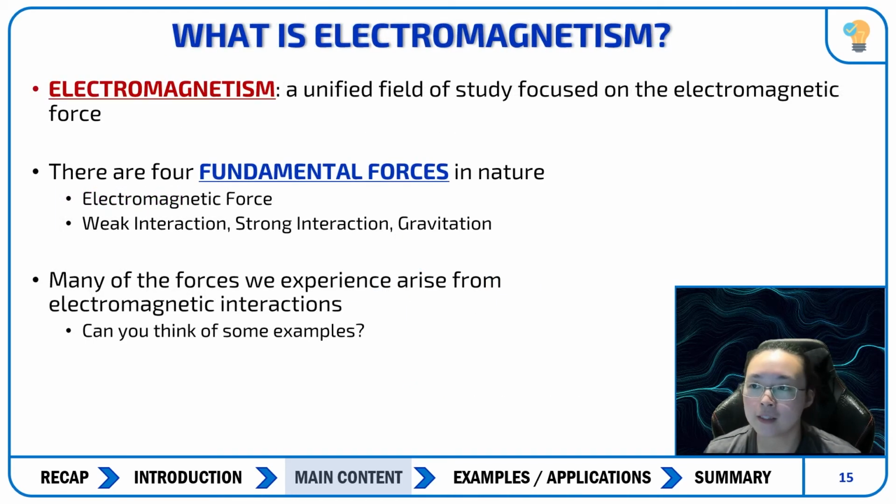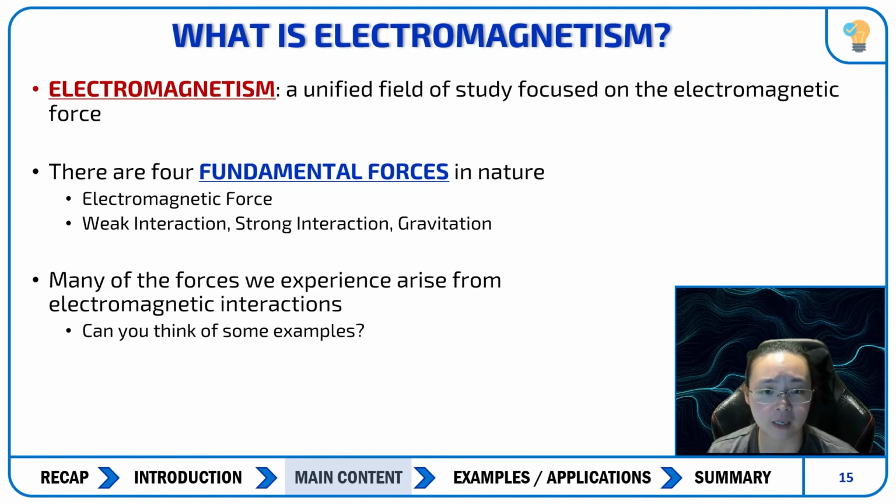So what is electromagnetism? It's a unified field of study that focuses on the electromagnetic force. There are actually four fundamental forces in nature, and the electromagnetic force is one of them. There's also weak interactions, strong interactions, and gravitational force or gravity. So many of the forces we experience actually arise from electromagnetic interactions.